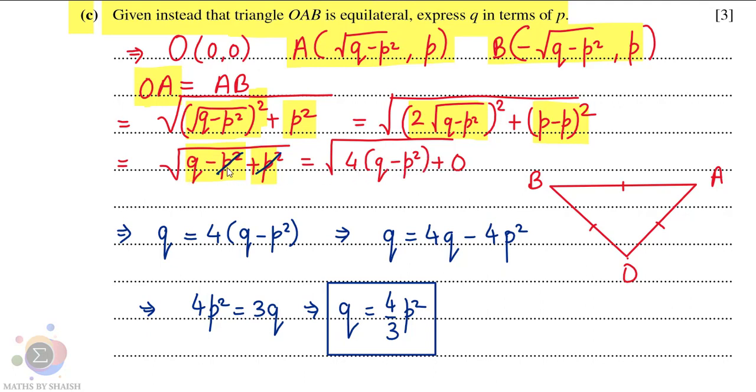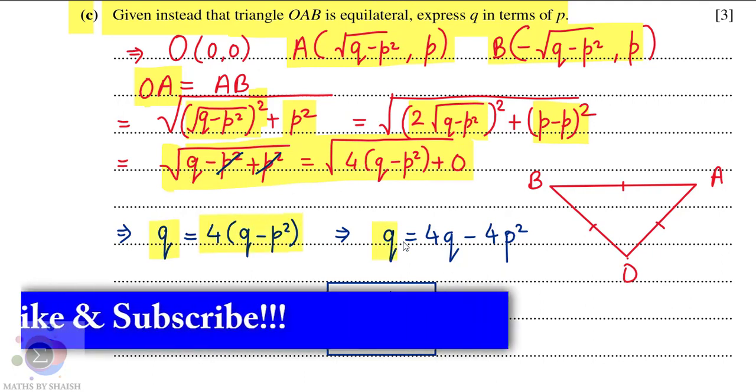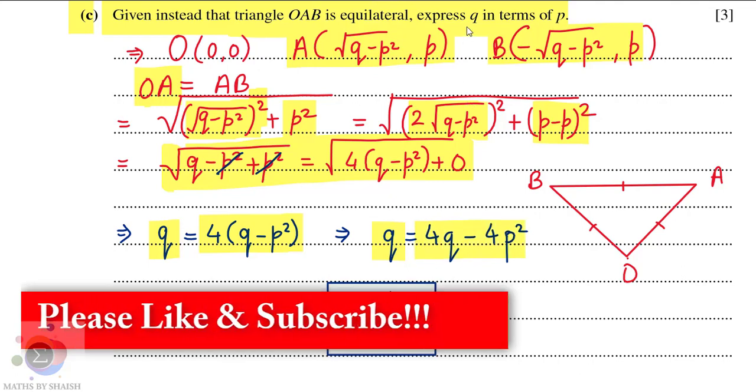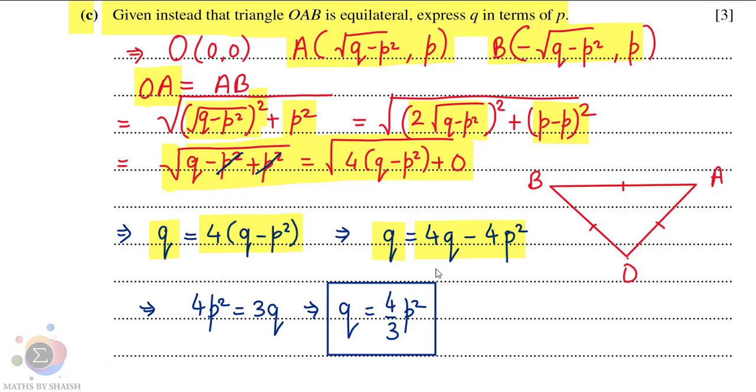So we have this, and there is a square root, so we can take the square on both sides. We get q from the left side, and on the right side it is 4 times q minus p square. We simplify and we get this. Since we need to express q in terms of p, we will transfer p square to one side. This p square goes to the left hand side and becomes plus 4p square, and q to the right hand side it is 3q, and then q equals 4 by 3 p square.